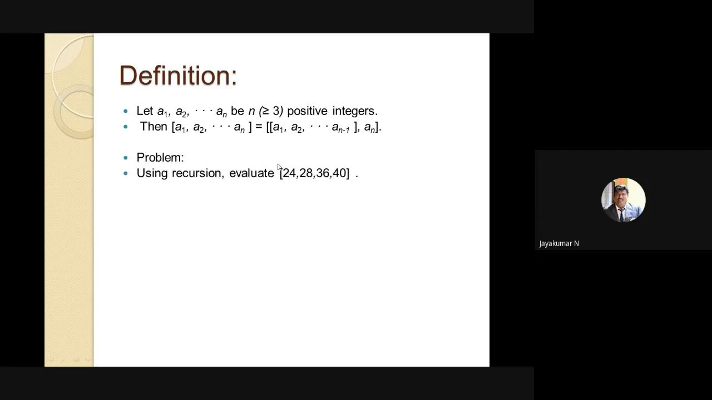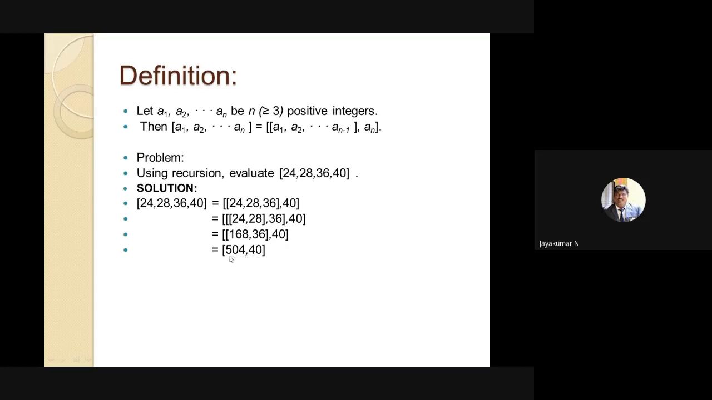Okay. So we saw one problem: find the LCM of 24, 28, 36, 40. First find the LCM of 24, 28, 36. For that, you have to find the LCM of 24, 28. The LCM of 24, 28 is 168. Then you have to find the LCM of 168 comma 36. Then you get a value, that is 504. Then you have to find the LCM of 504 and 40. That is nothing but the LCM of those four positive integers.